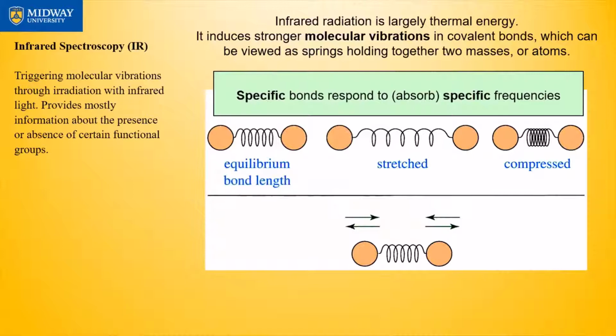Now, this happens when the infrared radiation, which is basically thermal energy, falls on a bond. If the bond is attached to a certain functional group or certain atom, then it's influenced by that atom, and what frequency it absorbs from that radiation is influenced by the nature of the group.